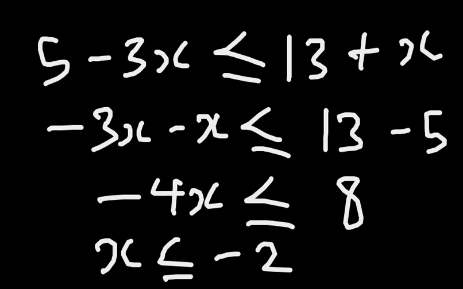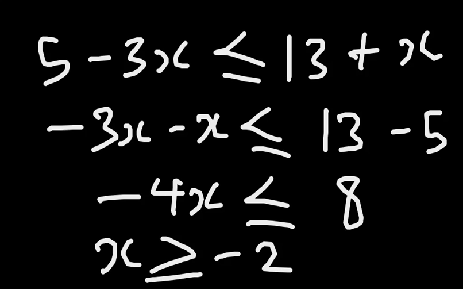Okay, so now let's see. I'm sorry. If we multiply both sides by minus 1, the sign in the middle switches. So x is greater than or equal to minus 2. Because of the minus sign, we multiplied both sides by minus 1, and when we do that, we change the direction of the inequality.